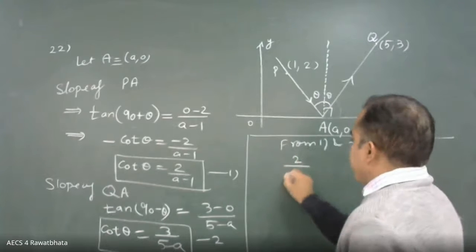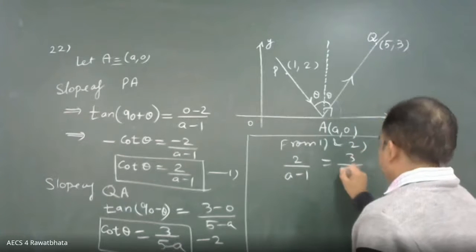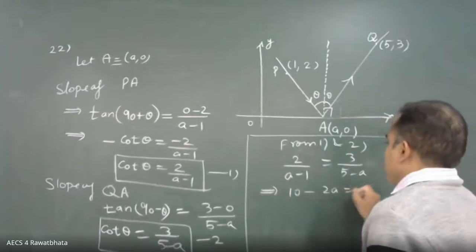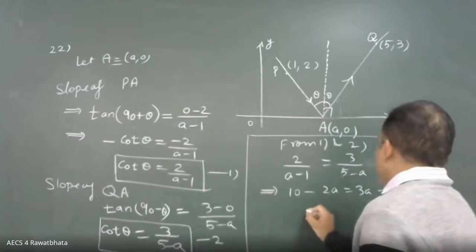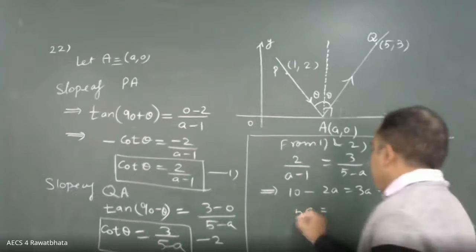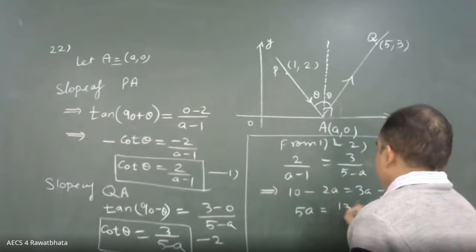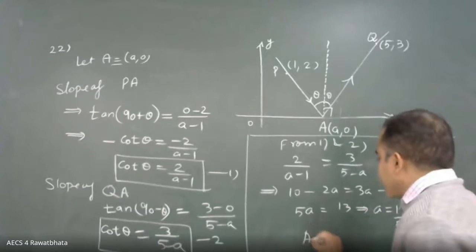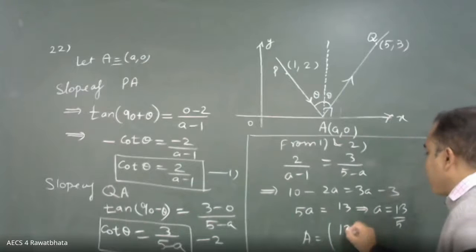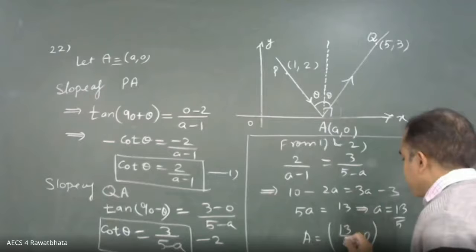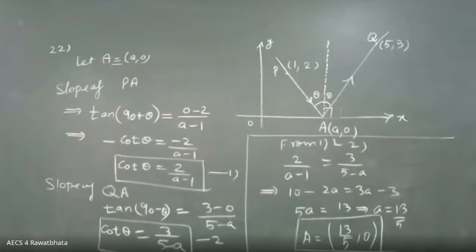So 2 upon a minus 1 equals 3 upon 5 minus a. This becomes 10 minus 2a equal to 3a minus 3. So 5a is equal to 10 plus 3, 13. A is equal to 13 by 5. So capital A coordinates will be 13 by 5 comma 0. Please check the answer. Is this right? Yes, sir.